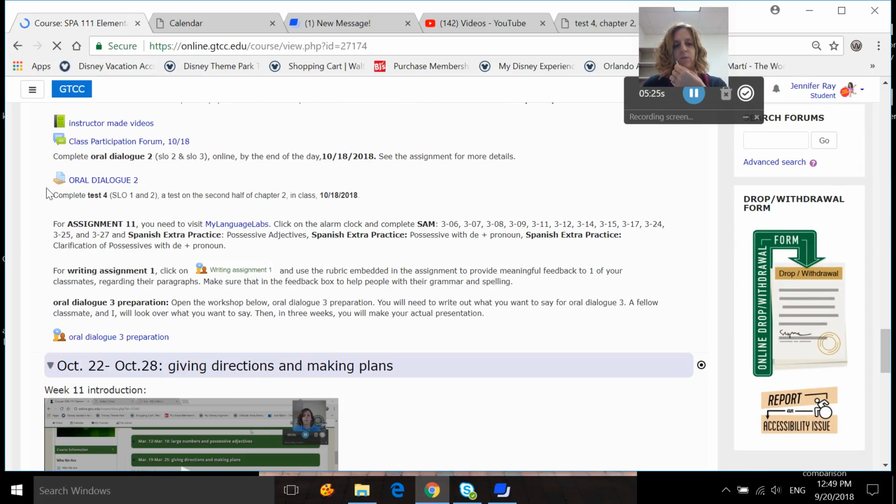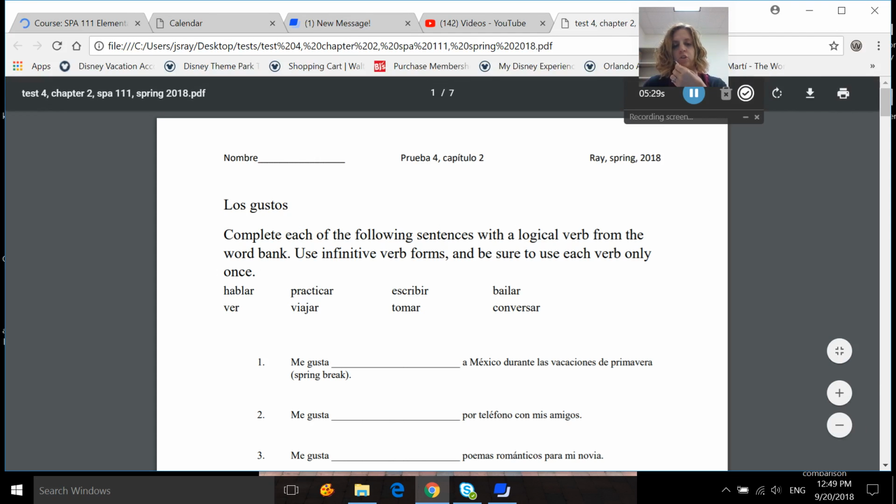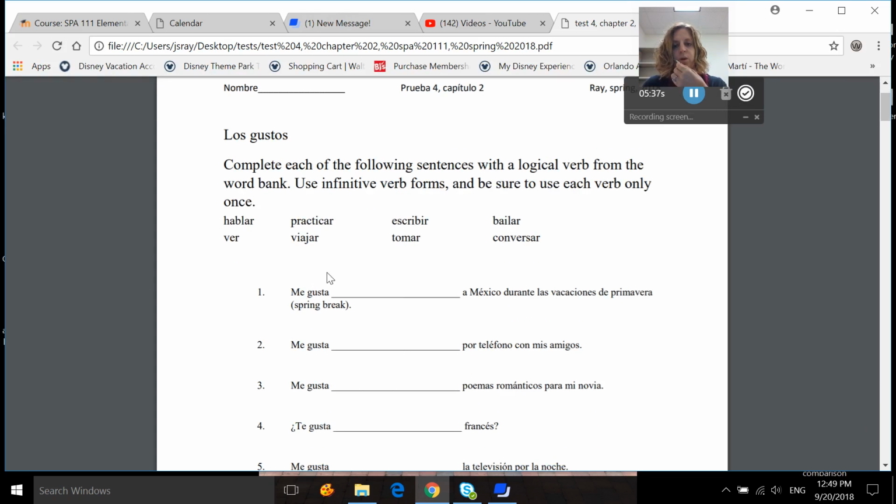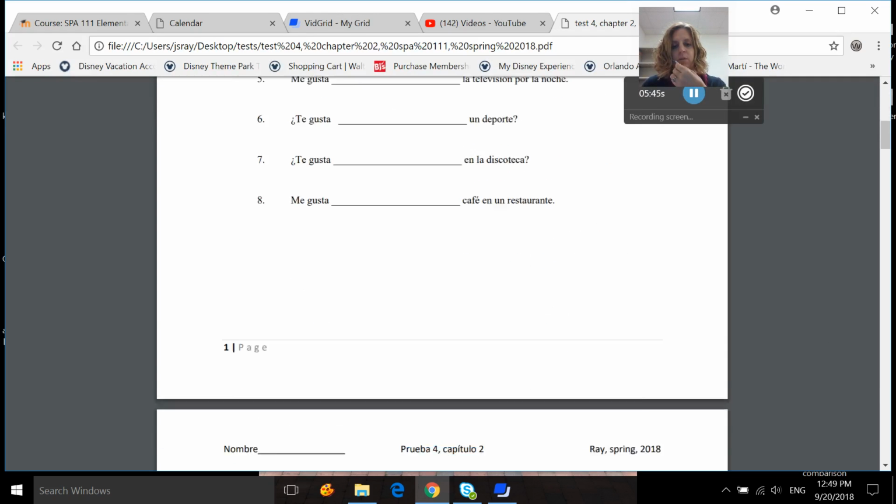Okay, so like I said, we also have test 4. This is what test 4 looks like. Los gustos. Complete each of the following sentences with a logical verb from the word bank. Use the infinitive verb forms and be sure to use each verb only once. So you're not changing it, it's vocabulary. Pick the verb that would make the most sense to complete the sentence below.